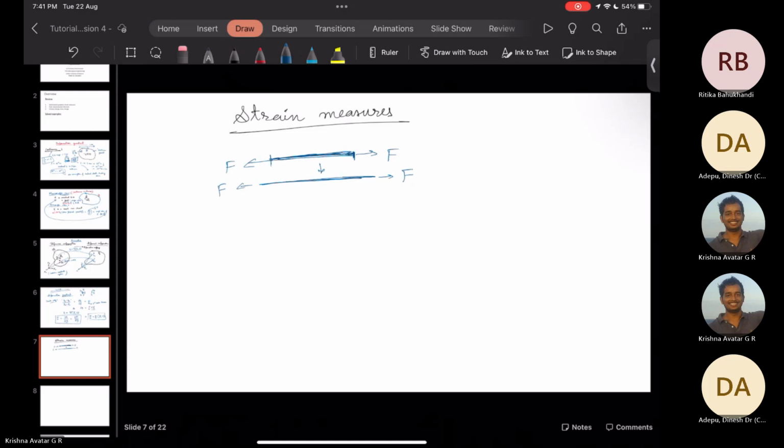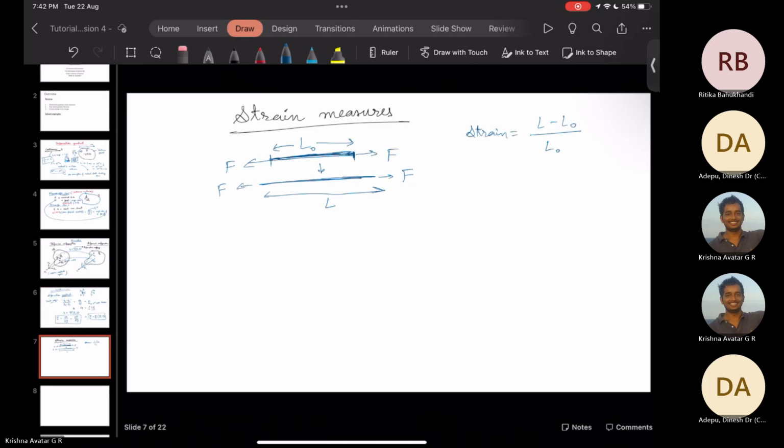Now, the way we understood strain from our higher secondary classes was that if this length is capital L naught, and this length is L, we define strain as the change in length, L minus L naught, divided by L naught, the original length. So this is how we defined strain for a 1D body, which in this case happens to be a string.